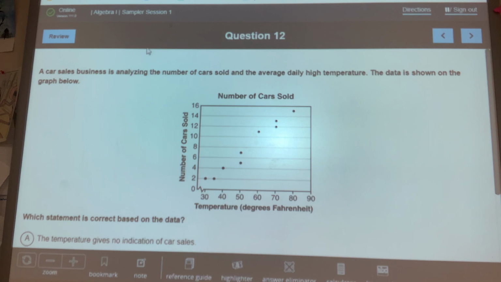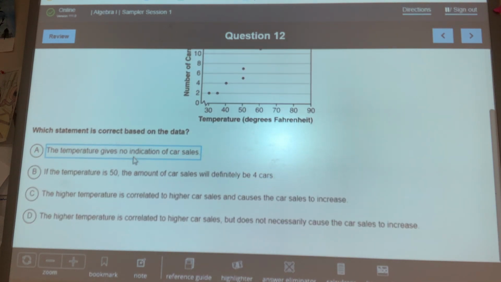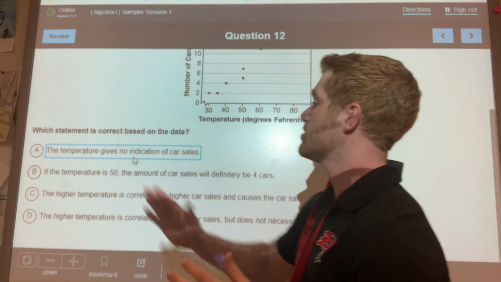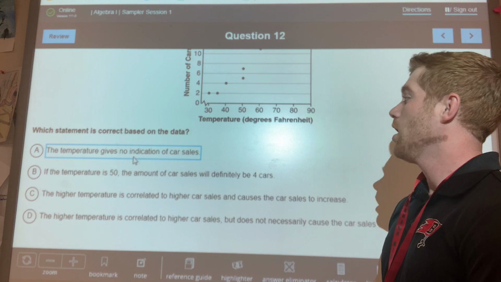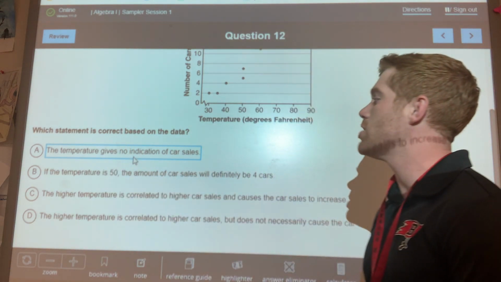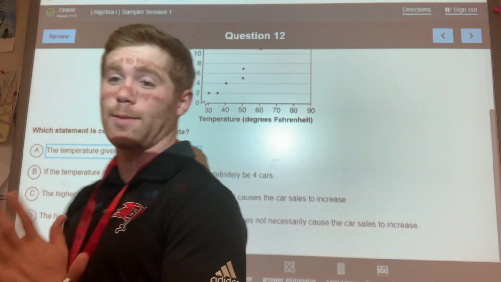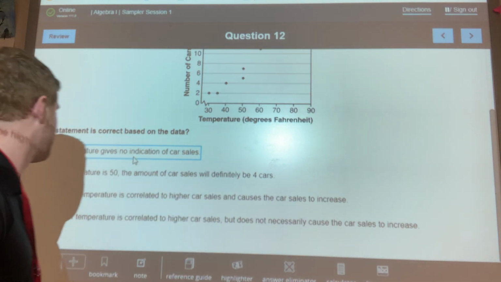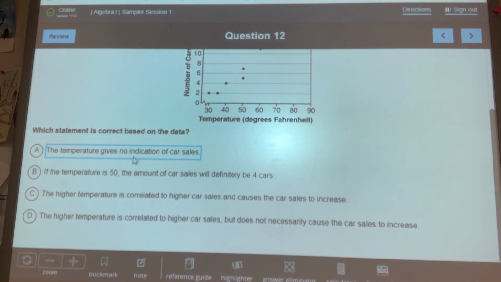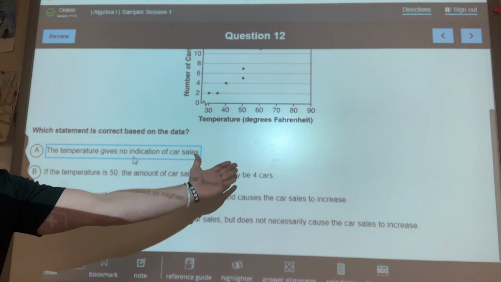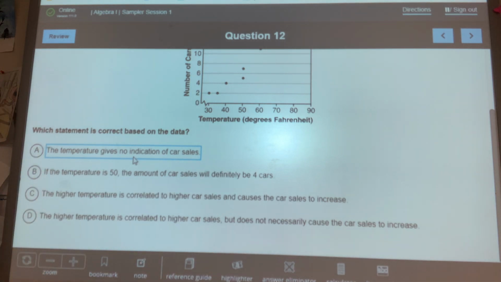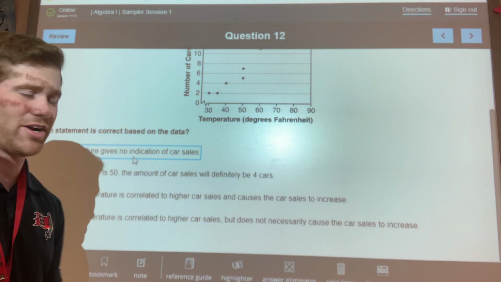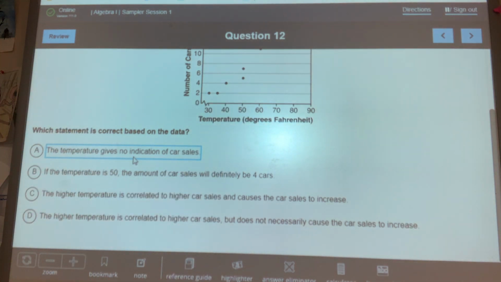Okay, so if we look at the answers here, here's what we have. Again, we're going to use the process of elimination to solve a lot of this. So it says, which statement is correct based on the data above? Okay, the temperature gives no indication of car sales. We know that's absolutely bogus, and that cannot be true, because clearly it does something to it. Okay, the next one, it says, if the temperature is 50, the amount of car sales will definitely be 4 cars. Okay, so if the temperature is 50, it definitely has to be 4 cars. I go, that doesn't seem very true. So I'm going to keep going.